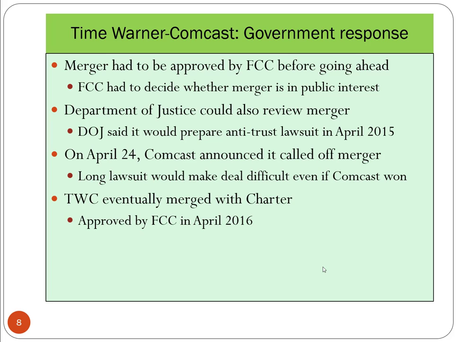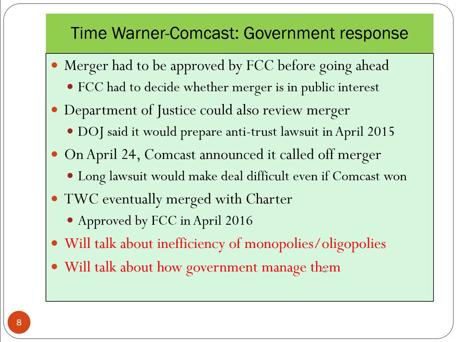Time Warner Cable did eventually merge with another cable company called Charter, and that was approved by FCC in April 2016. So the Comcast merger was disapproved because Comcast was too large and it was buying Time Warner, which was too large as well. On the other hand, Charter was a much smaller company, and so they allowed the merger of two smaller companies. So we're going to talk about the inefficiency of monopolies and oligopolies. This is why the regulators wanted to get involved in this in the first place, and we'll talk about how governments manage them later in the course.